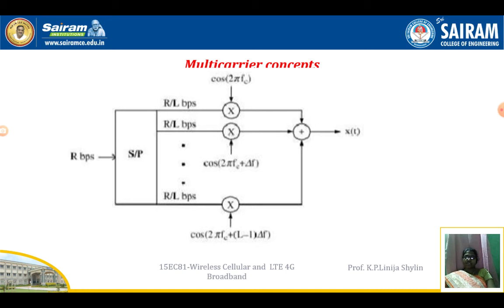Now this R by L signal is given to the multiplier, that is, this signal is modulated with cos 2 pi fc, then cos 2 pi (fc plus delta f), and the last signal will be cos of 2 pi (fc plus (L minus 1) into delta f). This is the way we do the multi-carrier concept. Now all these signals pass through the channel, represented by H of f. Then these are given to the adder: the signals with rate R by L bits per second are multiplied with cos 2 pi fc, then cos 2 pi (fc plus delta f), then 2 delta f, like that. All the signals are given to the summer, which produces the output x of t.